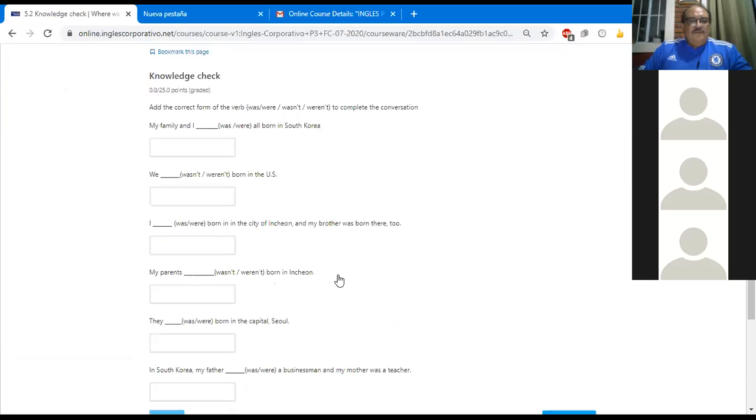Okay, we're gonna do this one before we do the oral practice, okay? For example, if we have add the correct form of the verb was, were, wasn't, or weren't, here we use my family and I. What? Where? Because we are using my family and I, right? So it's a group. It's plural. My family and I. So it's where.